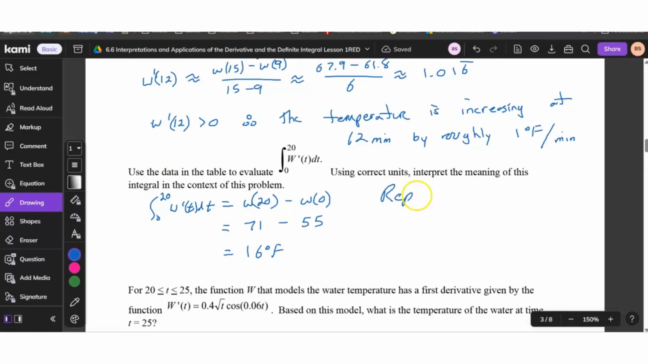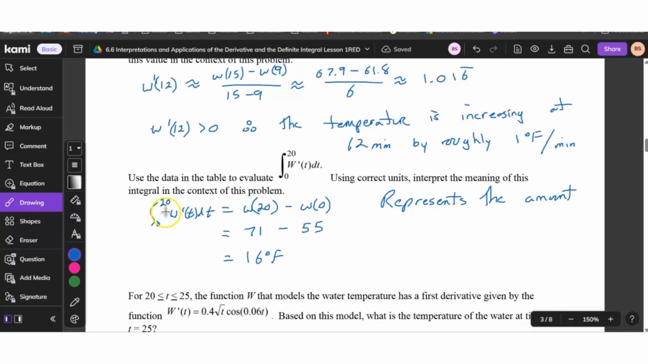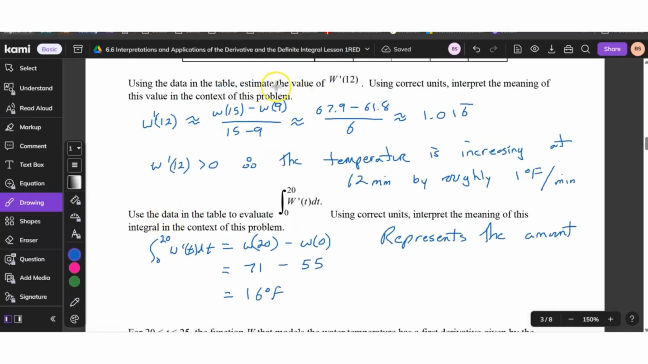I know, right? I have a dumb question. Why in the other problem was it over 15 minus 5, and in this one it is not over? It's because last time we were asked to estimate the derivative of the W function, so we have to use a secant line, which is basically our old rise over run that we did in pre-calc.